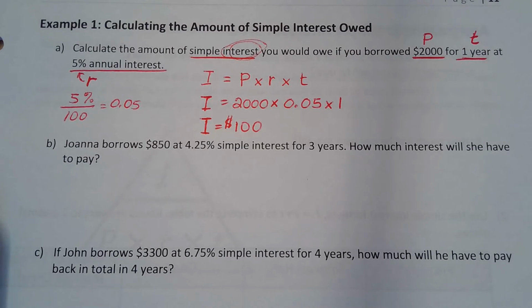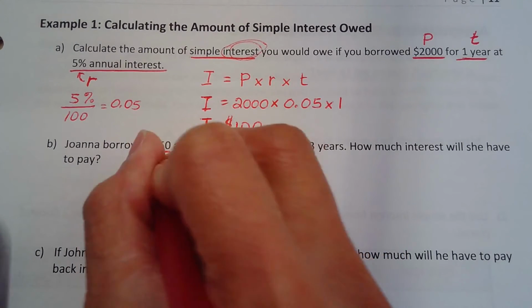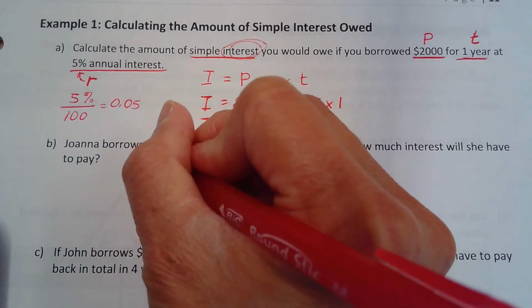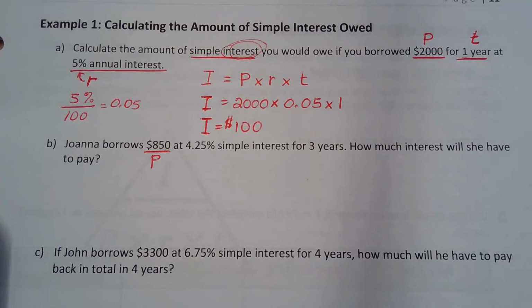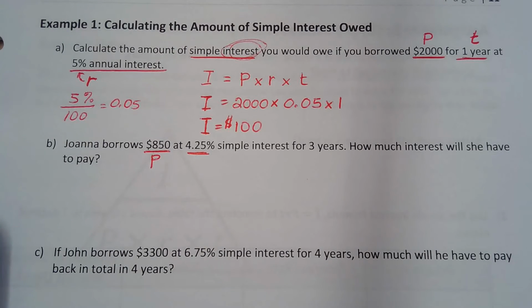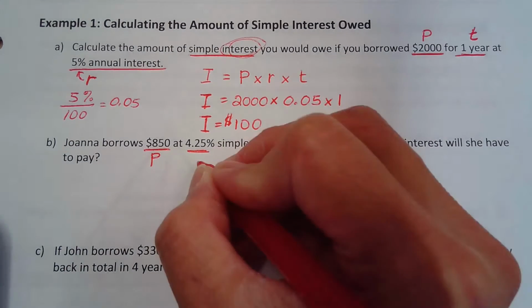So, what should I highlight? 850, okay. I'm going to highlight or underline 850. What do you call that one? P. That's the principal because that's the amount that we're borrowing. What else do I need to highlight? The percent, the 4.25, and what do you call that one? The rate, the R, the interest rate.